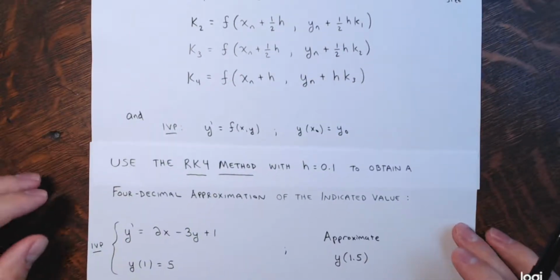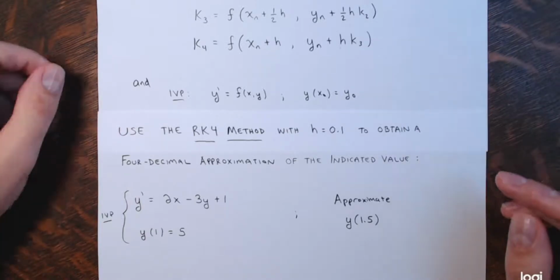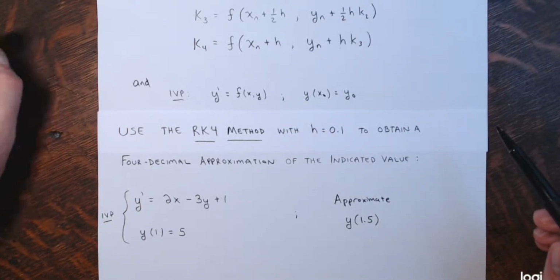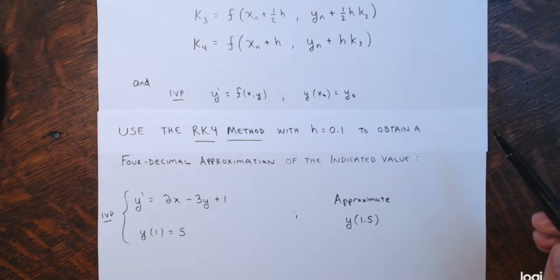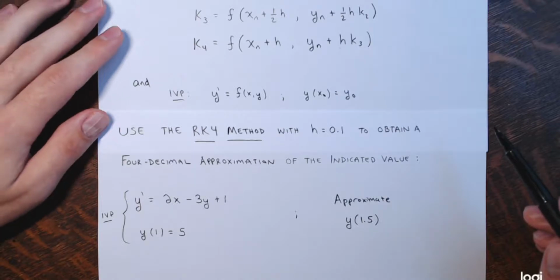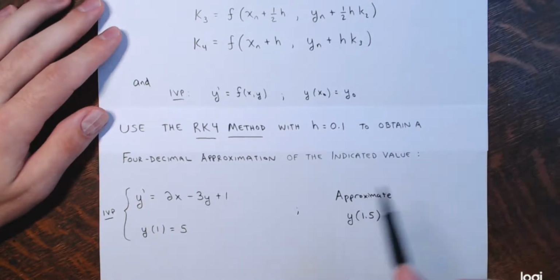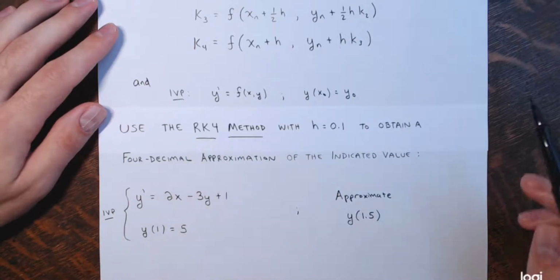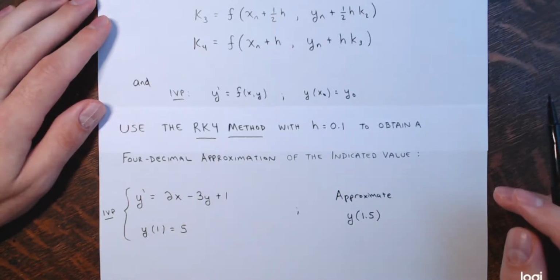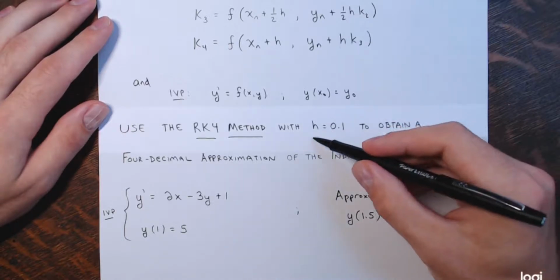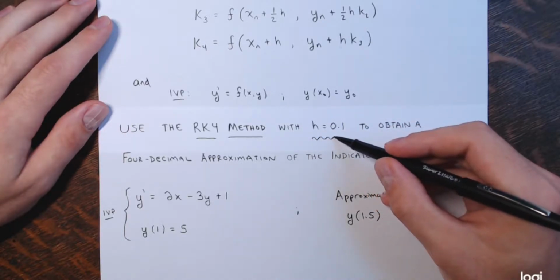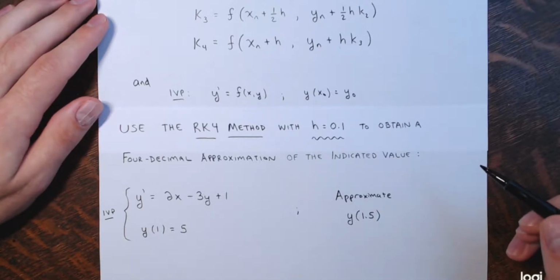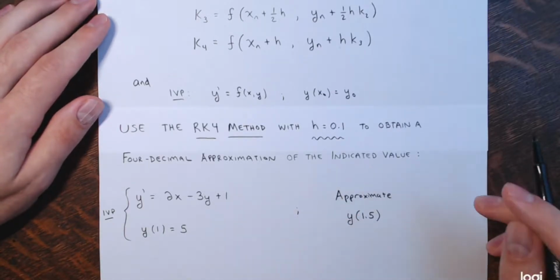First example. This is an example I've used in the past couple of videos on improved Euler's method and regular Euler's method. I'm using the same initial value problem and I'm asked to approximate the same output, y at 1.5, but this time using the Runge-Kutta method, RK4. I have specified h equals 0.1, so a step of 1/10 every single time.